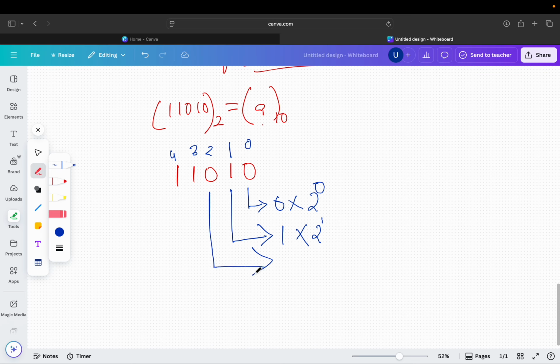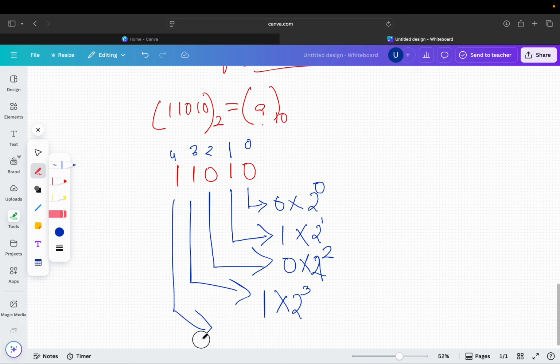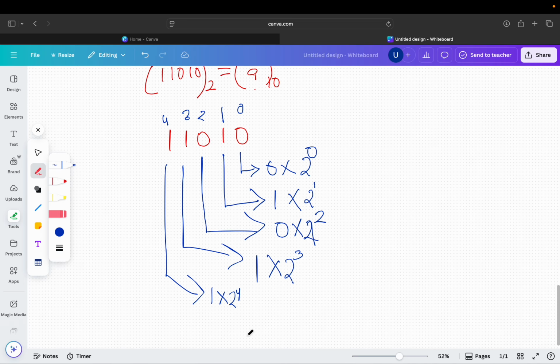After that, I have here 0 into 2 to the power. What is the position? Yes, the position value here is 2. Got it? So I will write 0 into 2 to the power 2. After that, 1 into 2 to the power 3 and then 1 into 2 to the power 4. So I have written all the numbers.